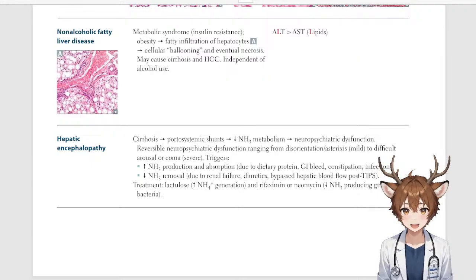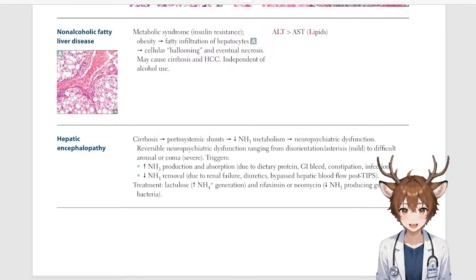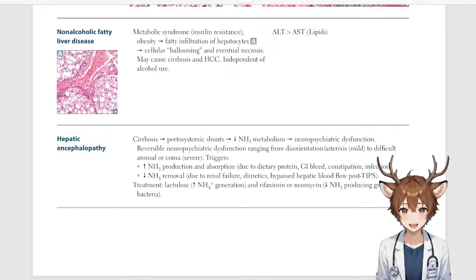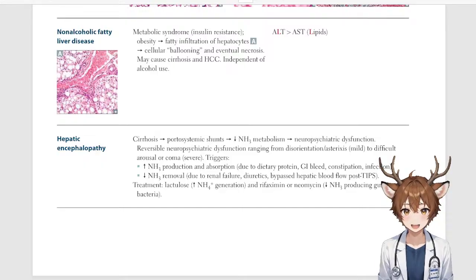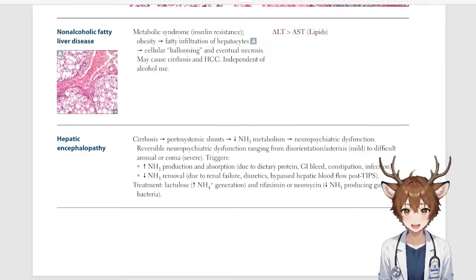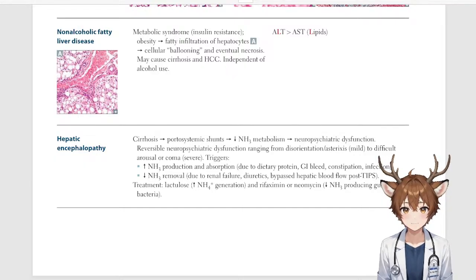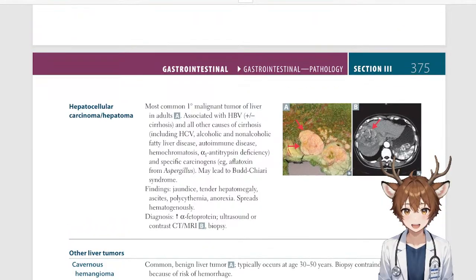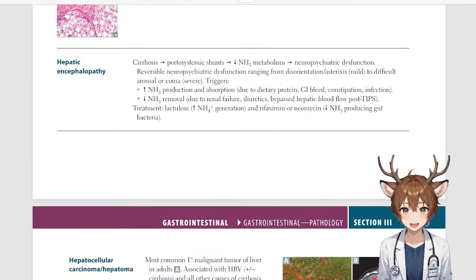ammonia removal due to renal failure, diuretics, bypassed hepatic blood flow, post-TIPS. Treatment would be lactulose, increased NH4, ammonium or whatever, and ammonium generation, rifaximin, decreased ammonia producing gut bacteria. Okay. And that's not a good sign when you get hepatic encephalopathy.